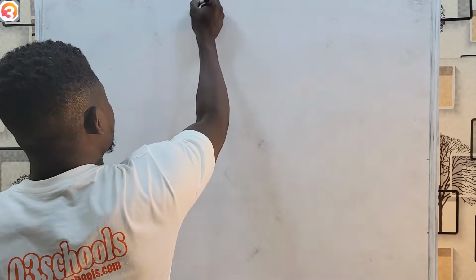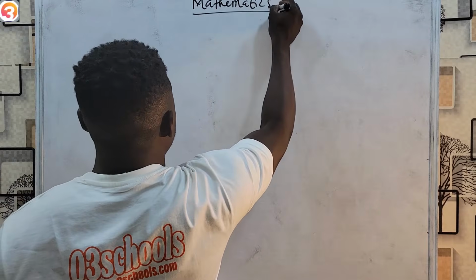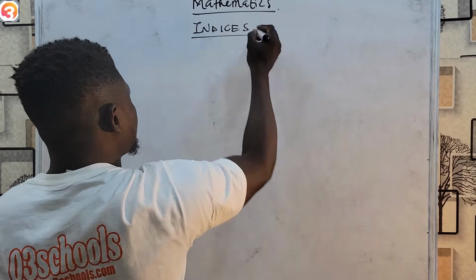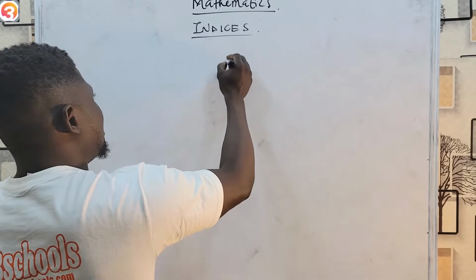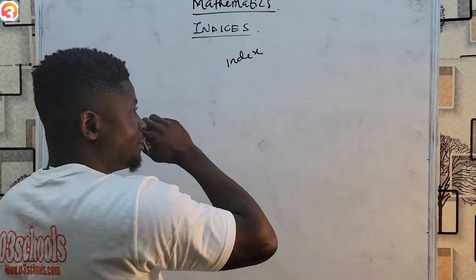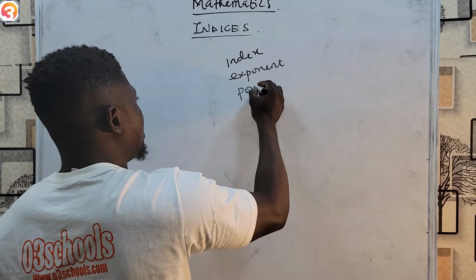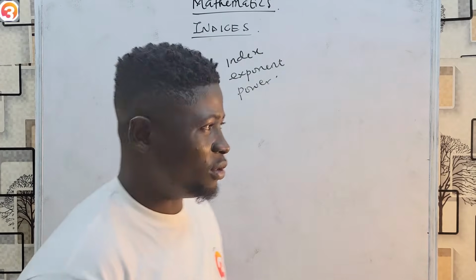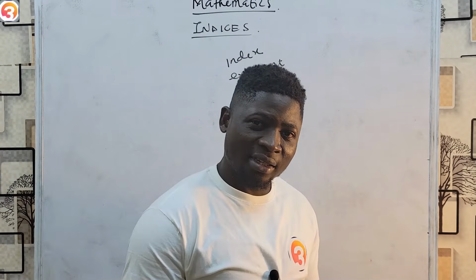And of course, in this class we're going to be looking at indices. From the word indices, what does index mean? It means exponent. It means power. So this is what indices denotes: exponent, power. It can be called index, right?